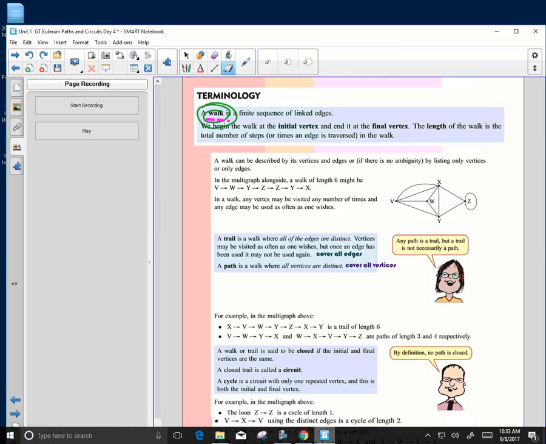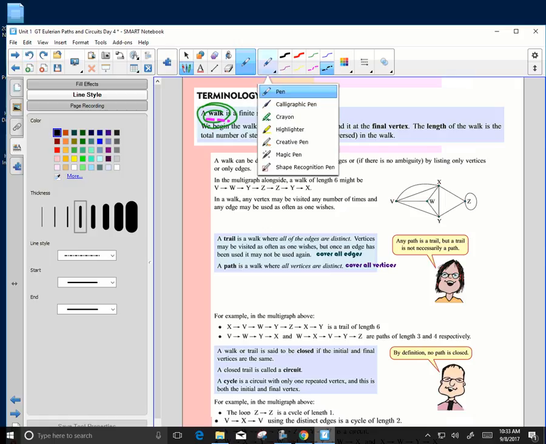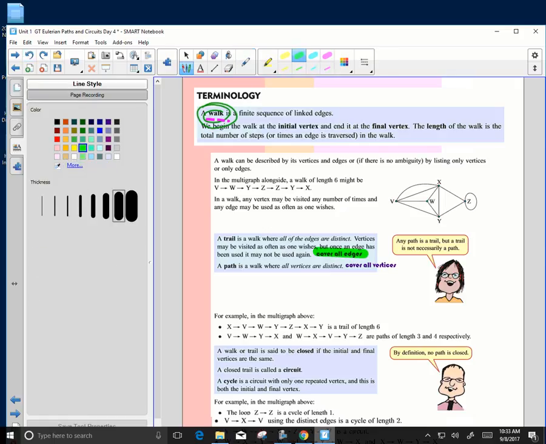So a trail is a walk where all the edges are distinct. I like to say it this way: it covers all the edges. So let me say that one more time. A trail is a walk that covers all the edges. So that was a trail that I just did. A path is just a walk where all the vertices are covered. Okay? Covers all the vertices. Paths are cool because you just want to get to the towns or get to the stores. You don't have to go to all the roads. Trails, you got to hit all the roads. Paths just have to hit all the stores.